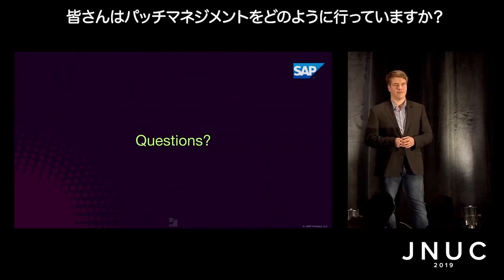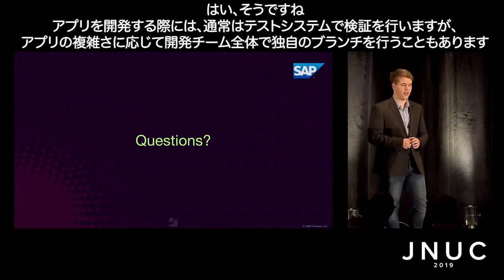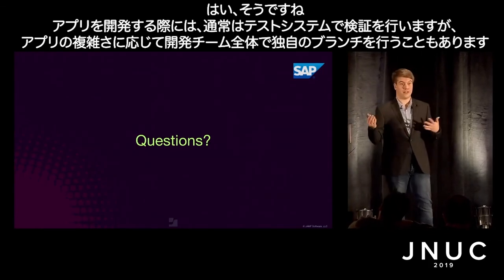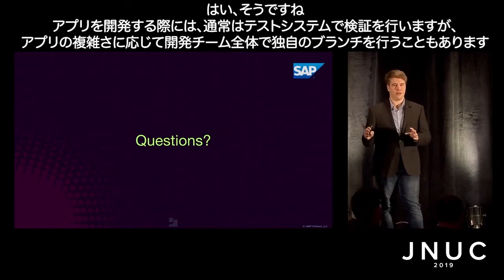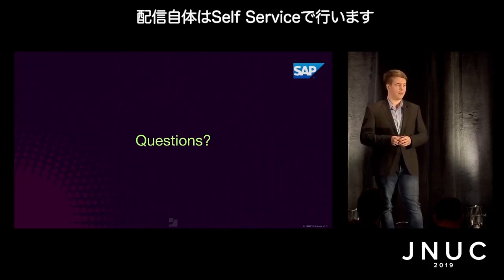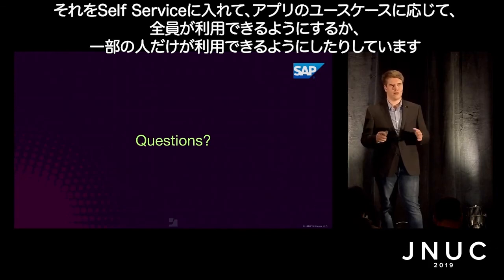How are you guys doing patch management? How are you handling the branching and distribution of testing, dev test? I was curious how you guys are handling that. Sure. When we develop apps, we usually test them in our test system, obviously. The whole development team does their own branching depending on how complex the app is. So, Git, version control and everything. The distribution itself just goes through self-service. Whenever we feel an app is ready for our users, we just put it in self-service and make it available for either everyone or just a small number of people, depending on the use case of the app.